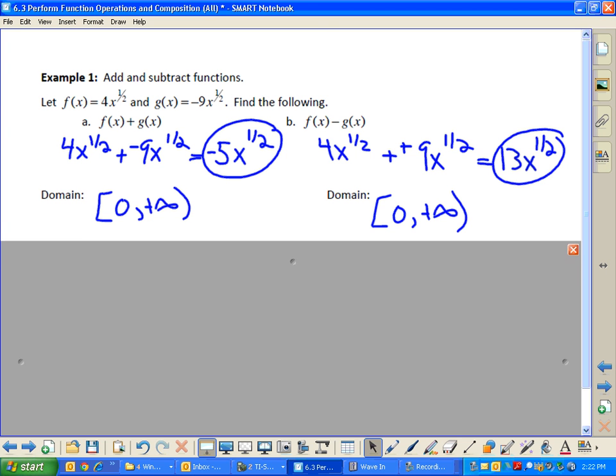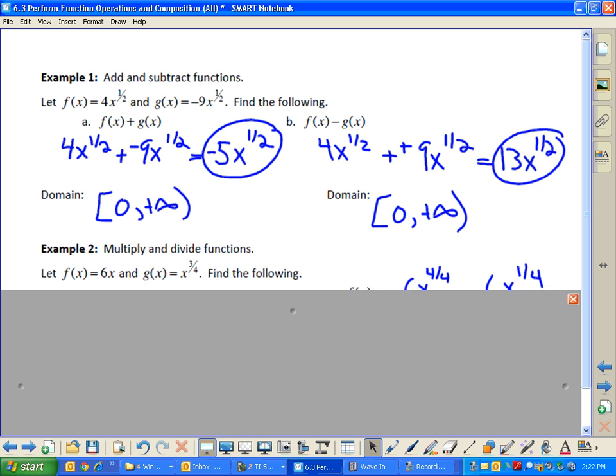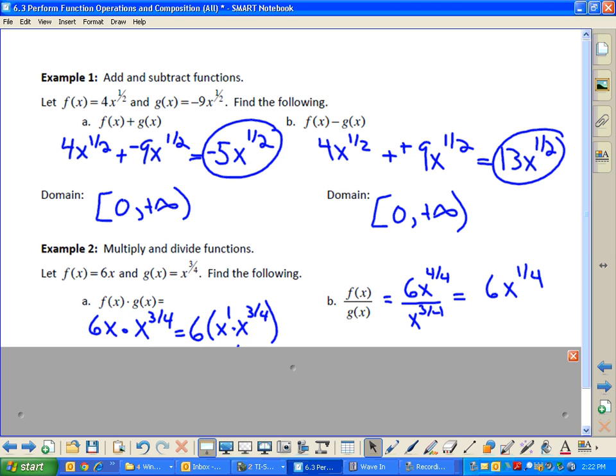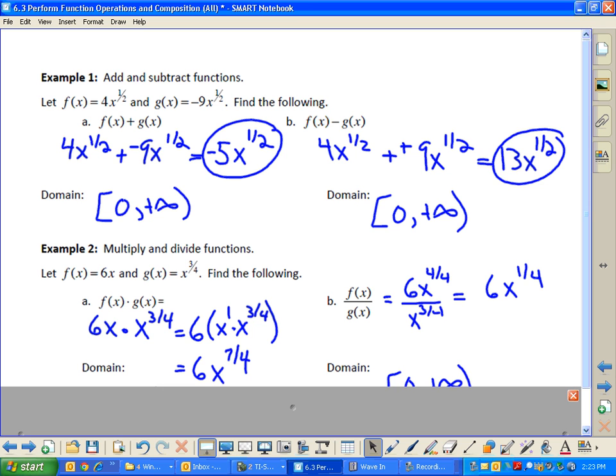And then one more here. In example 2, they asked us to multiply these functions, and I like this problem because it makes you review a little bit about your properties of exponents. So if I have f of x equals 6x and g of x equals x to the 3/4, you'll see if I multiply these together, essentially I would be taking 6x times x to the 3/4. In the next step over there, you'll see I used my associative property of multiplication to regroup and put my bases together. And then 1 plus 3/4, that's 1 3/4, or 7/4.